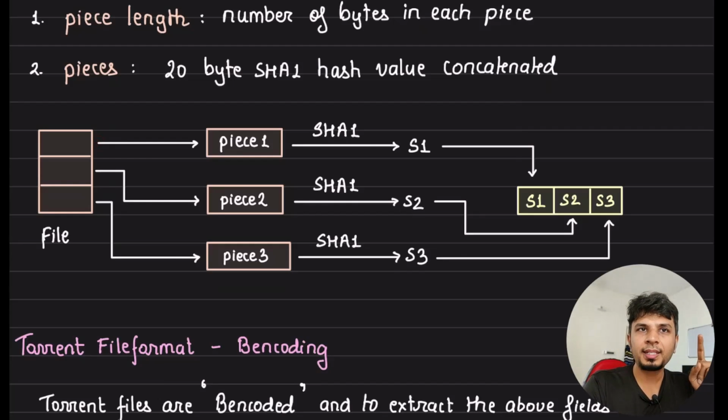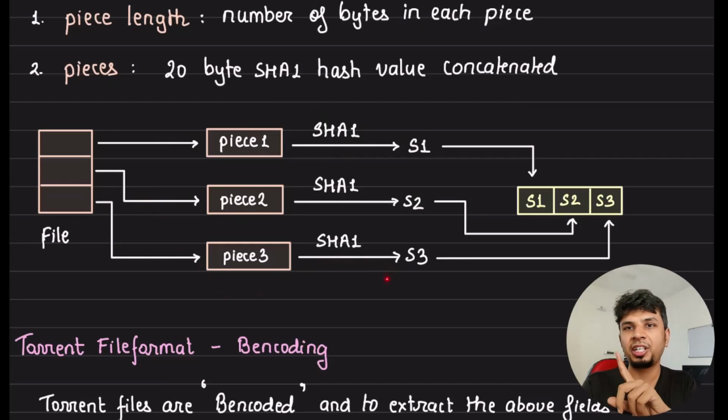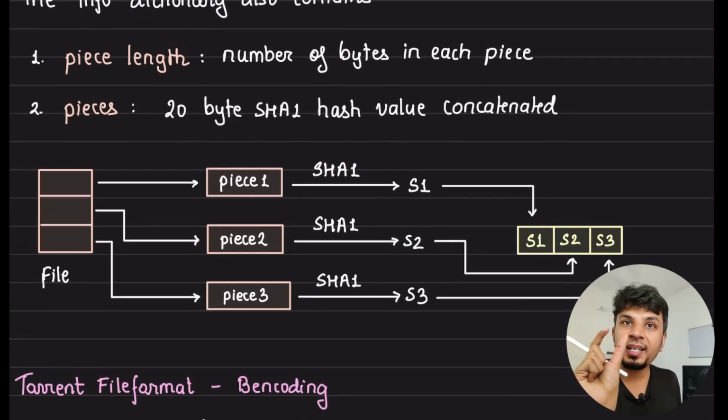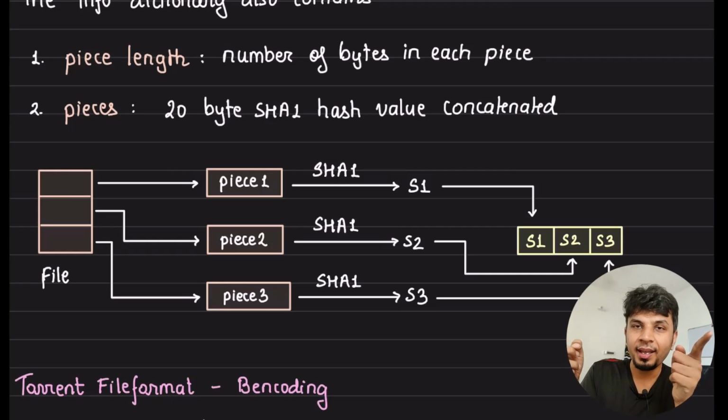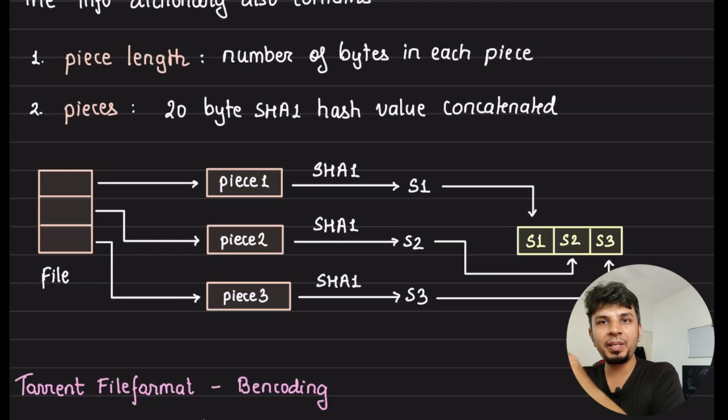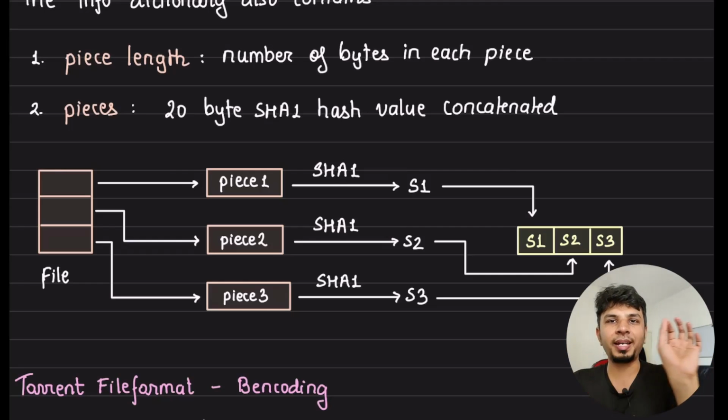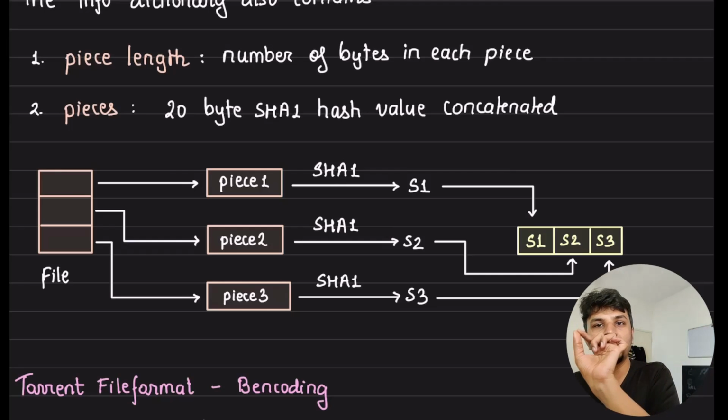So what would happen is I'll take my first piece and pass it through my hash function, and compute the SHA-1 hash of it. Let's say it is S1. I'll take my second piece, pass it through the hash function, I'll get S2. I'll take my third piece, pass it through the hash function, I'll get S3. And what I'll store in pieces is the concatenation of my SHA hashes. So my pieces would be a 60 byte array in which I'll have 20 bytes for each piece that I have. So that's a SHA-1 hash: S1 concatenated with S2 concatenated with S3.